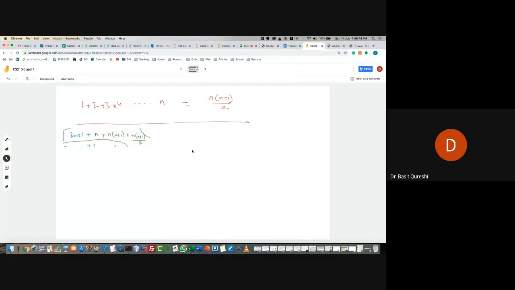Okay, so let's try to solve this. First, add it up. Okay, so we're going to have 3n plus 1 plus n plus, this would be n squared plus n, and this would be n squared over 2 plus n over 2.